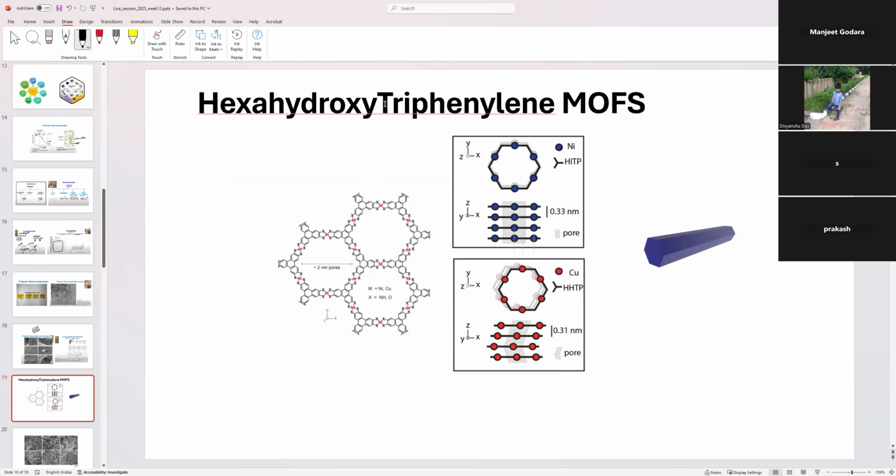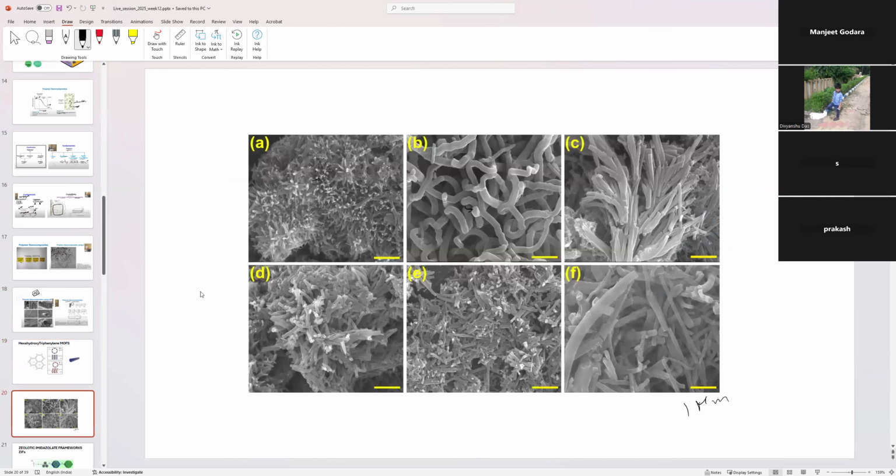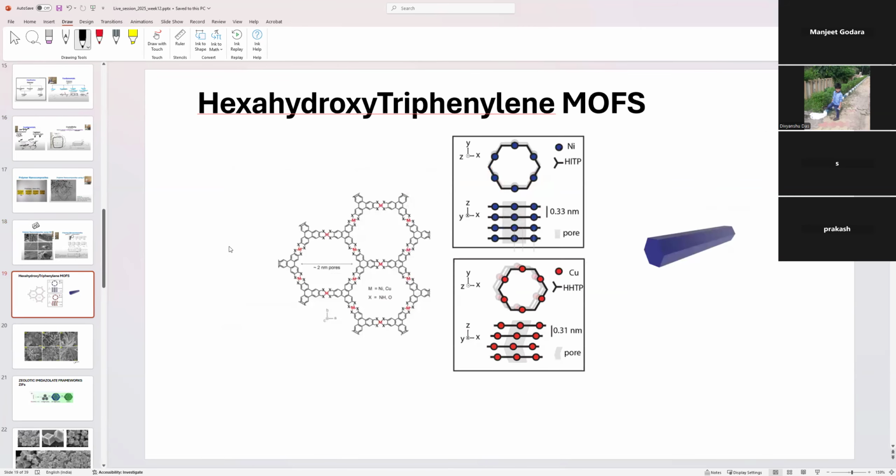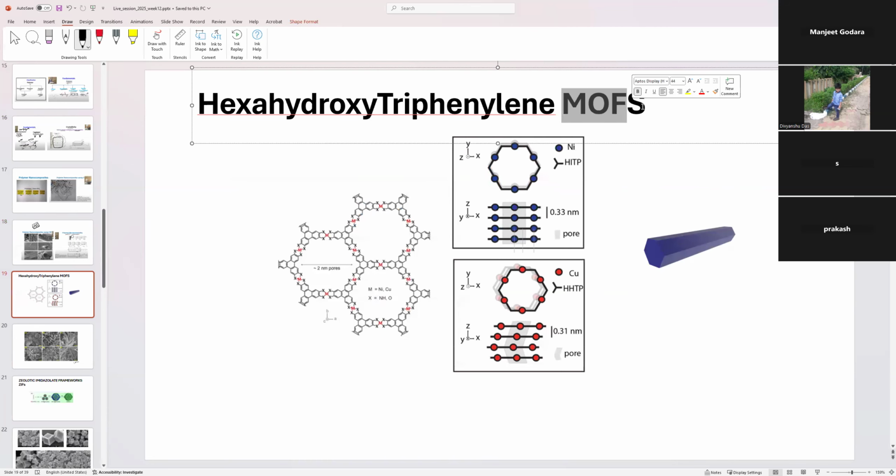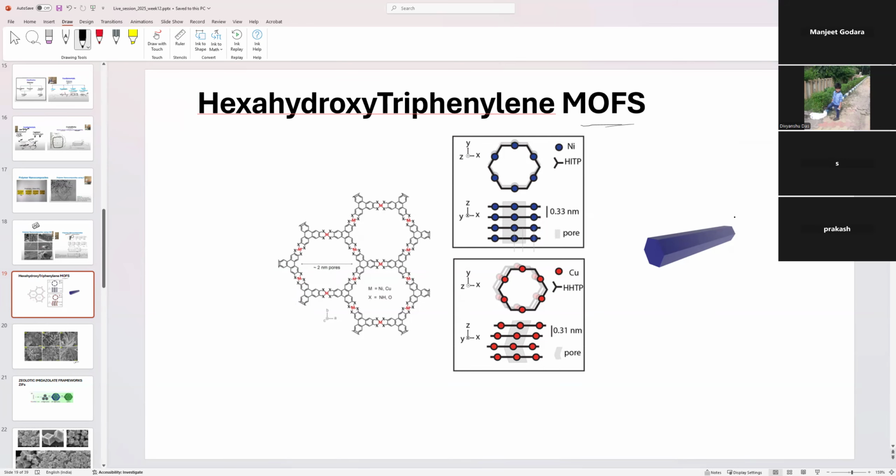Next, I just wanted to show you guys some of my work. So I work on MOFs. This year they got the Nobel Prize for discovering MOFs. Three people, one from Japan, one from Australia, and one from the US. So this is a kind of MOF.